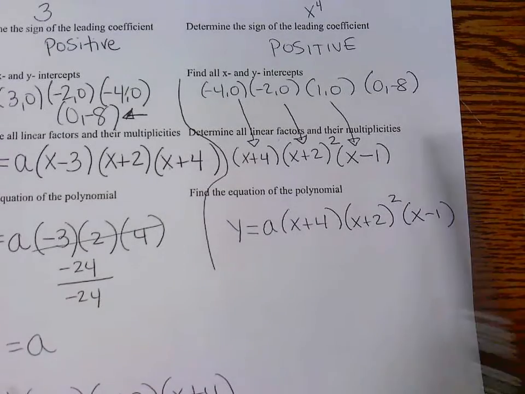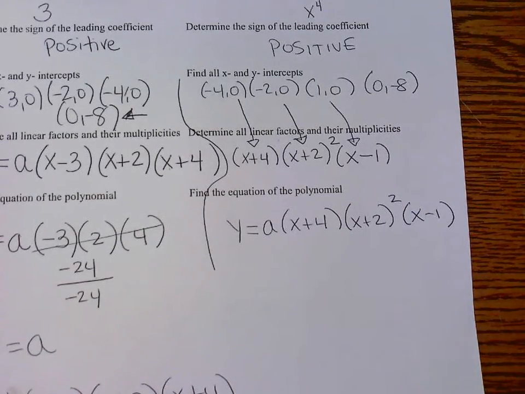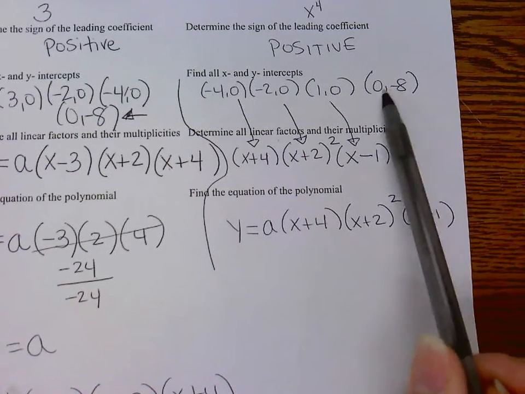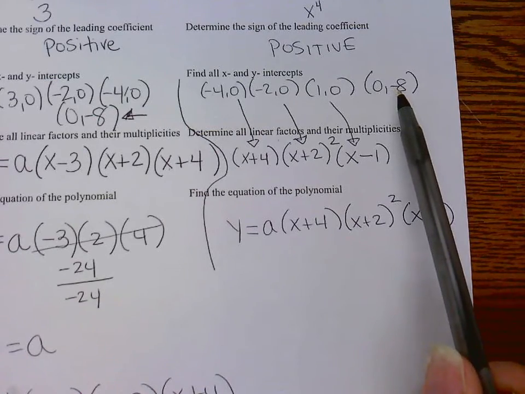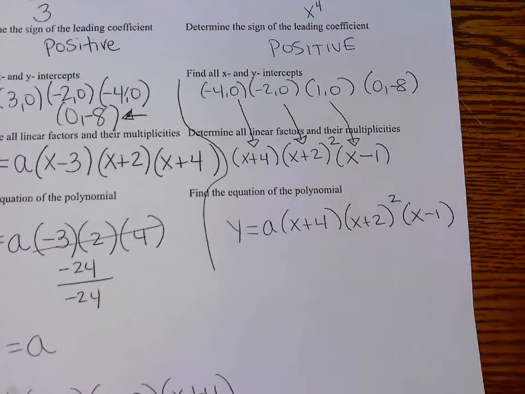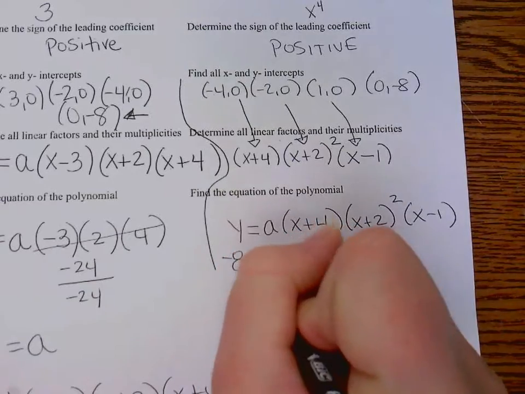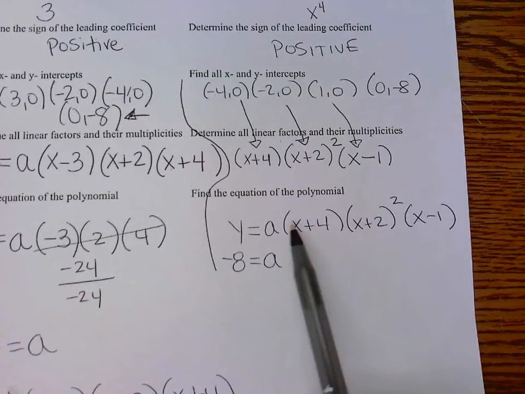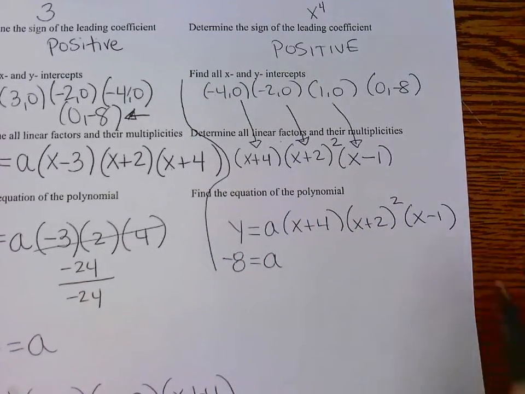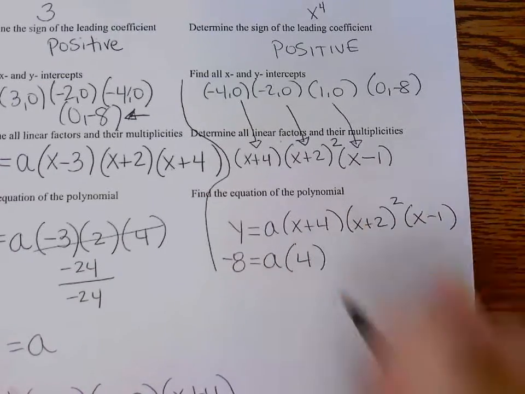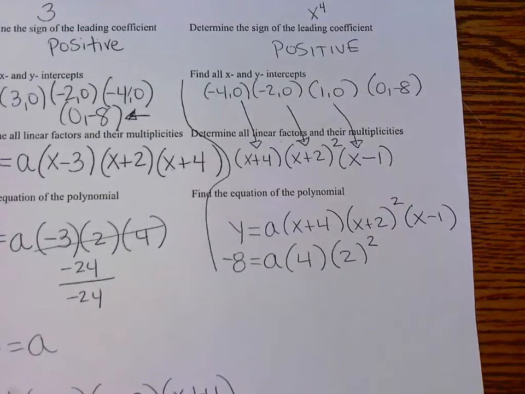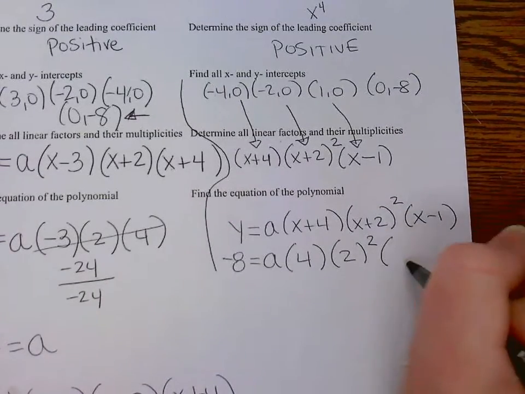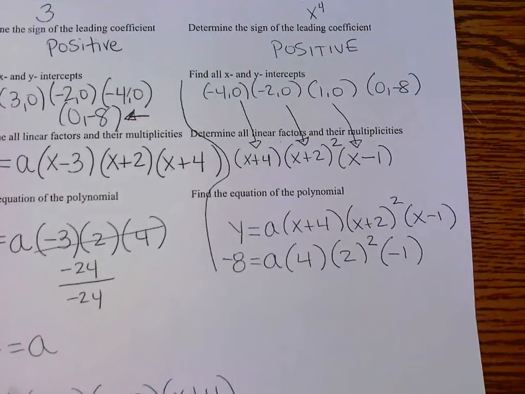So just like when we did the catapult, we had to plug in an extra point to figure out our stretch factor. We're going to plug in the 0, -8 as the other point on our graph that we can identify. So I'm going to plug in -8 for the y value and 0 for all these x values. So that would just give me 4 in that parentheses, 2 squared in that parenthesis, and -1 in the last parenthesis.